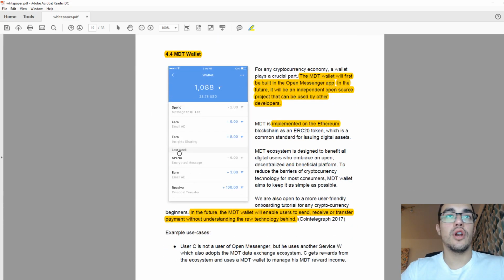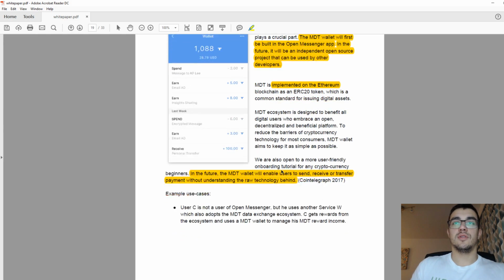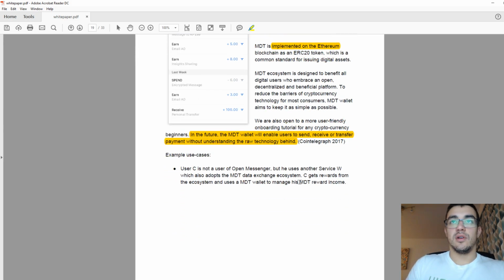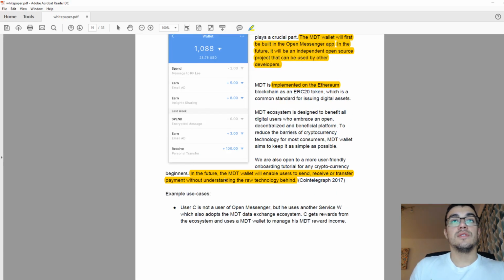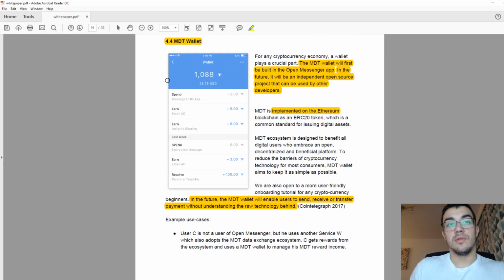Now, use case 4, MDT Wallet. The MDT Wallet will first be built on the Open Messenger app. In the future, it will be an independent open source project that can be used by other developers, implemented on the Ethereum blockchain as an ERC20 token. In the future, the MDT wallet will enable users to send, receive, or transfer payments without understanding the raw technology behind. Here you see how the wallet would look.